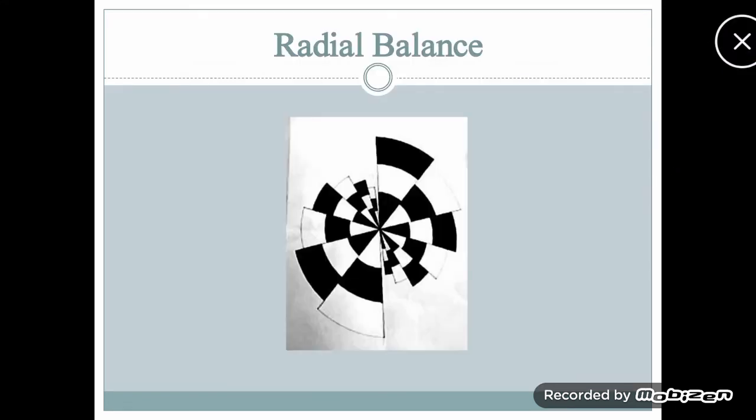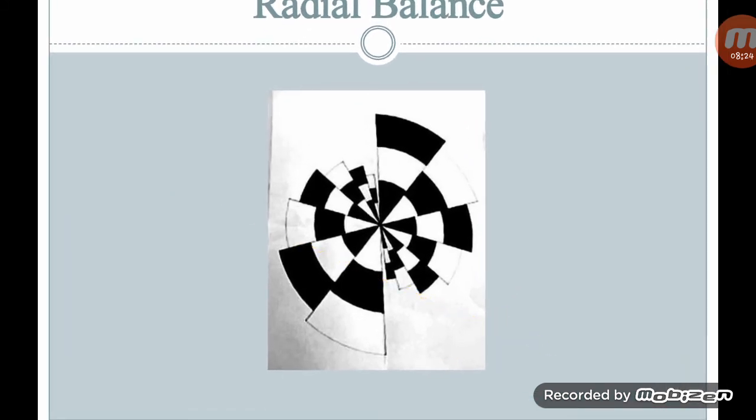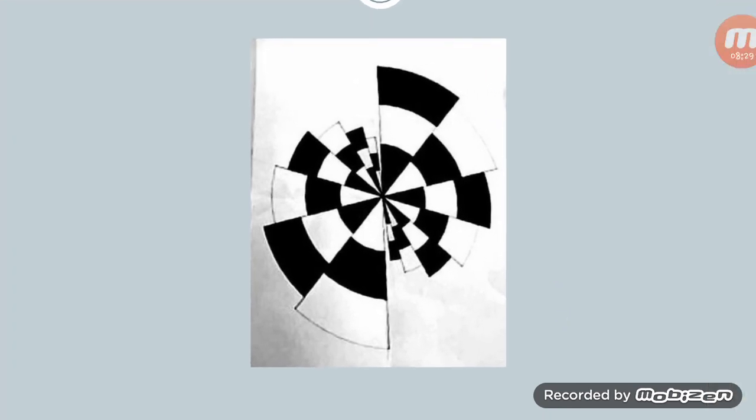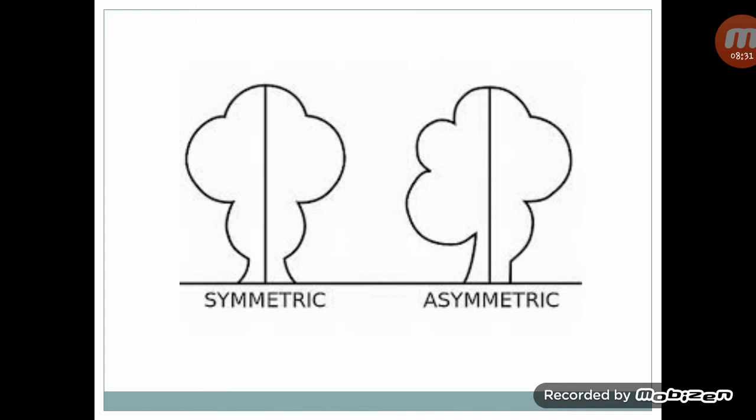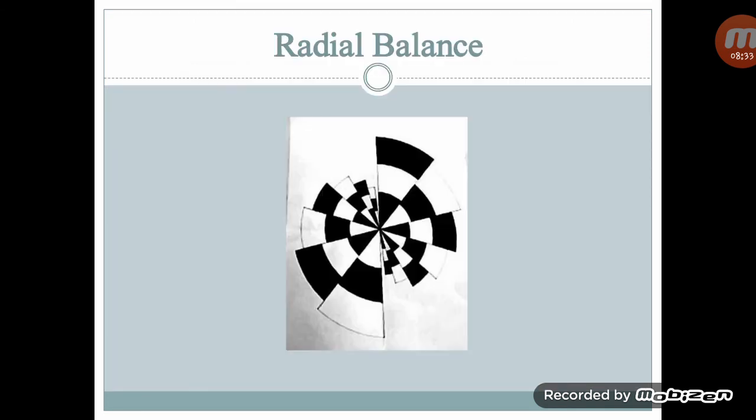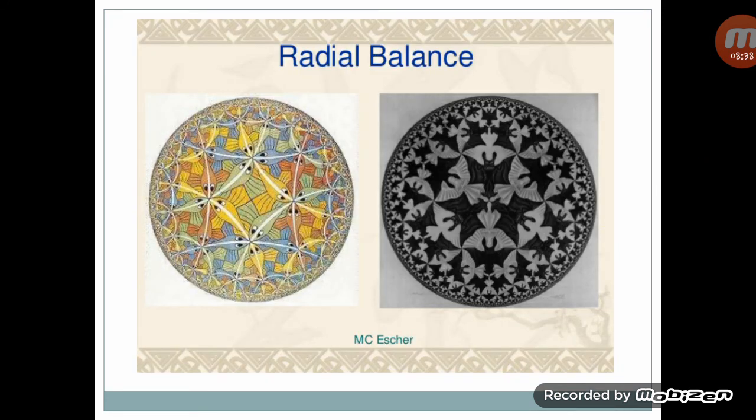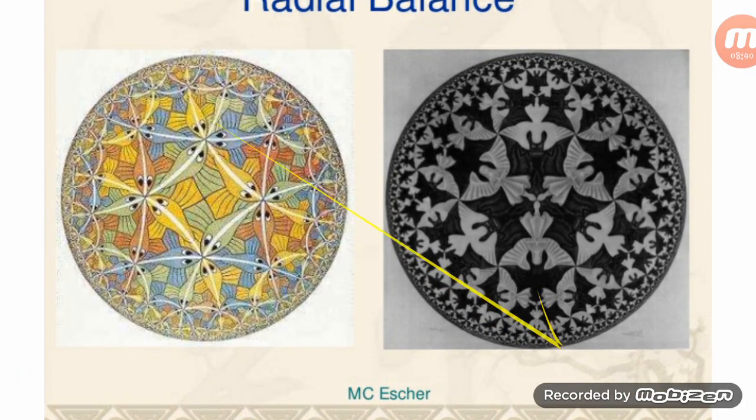Radial balance. Radial balance happens when all the elements radiate out from a central point. As you can see in this picture. Here are some examples of radial balance.